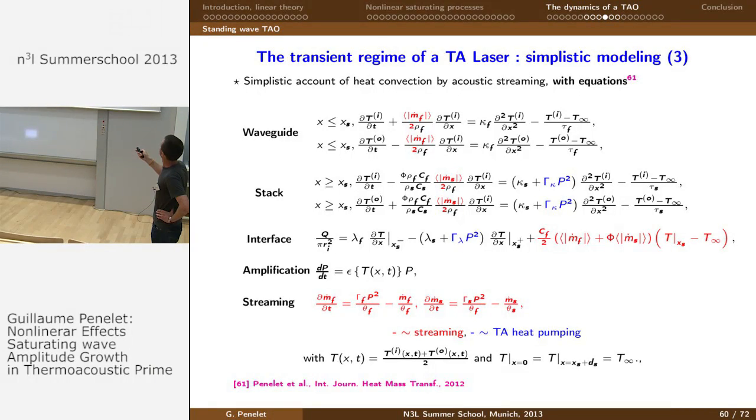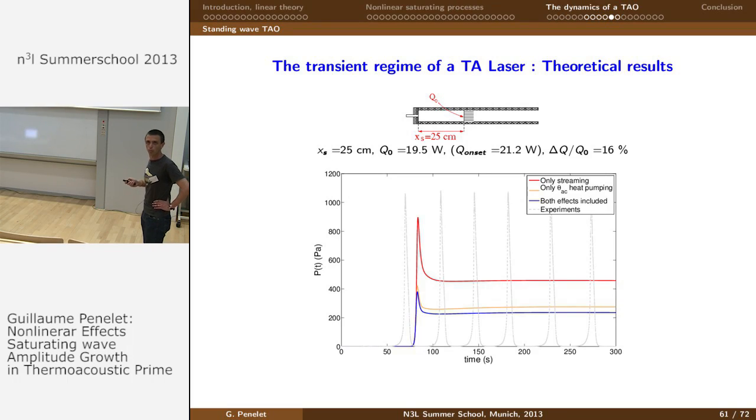Okay, I won't go into details, and these are the results we obtain. These gray lines represent experiments. The blue lines represent the modeling for which we account for both acoustic streaming and heat transport by sound in the stack. This is for the only acoustic streaming, and this is for the only thermoacoustic heat pumping effect. So we cannot reproduce this spontaneous onset and damping of the wave.